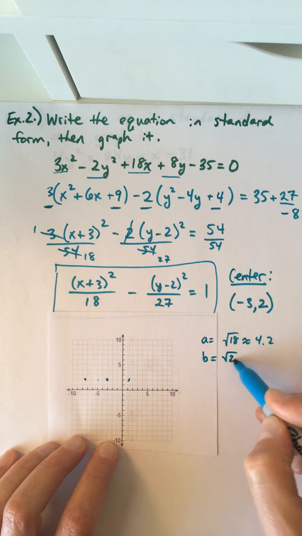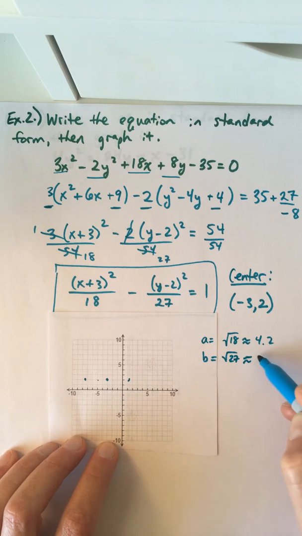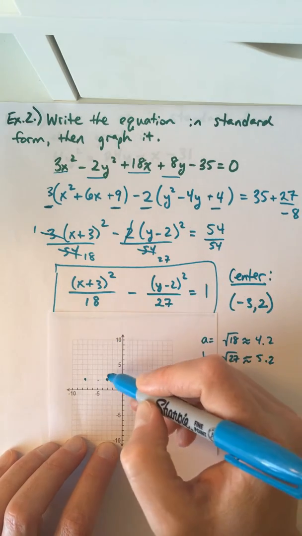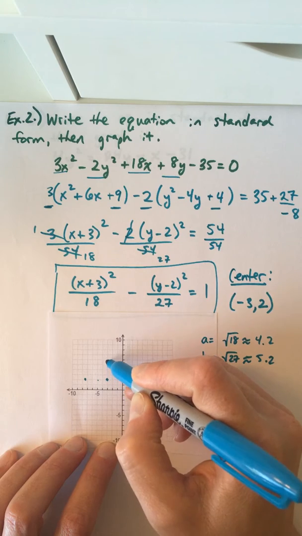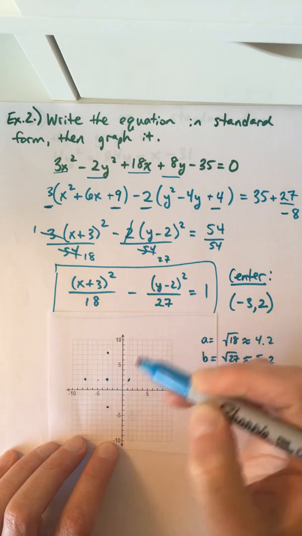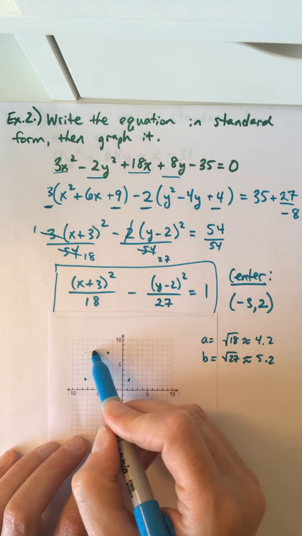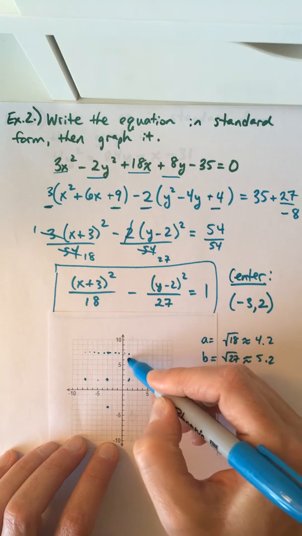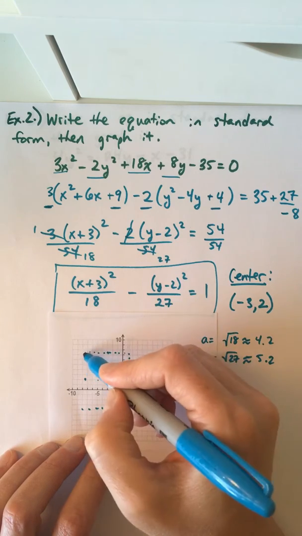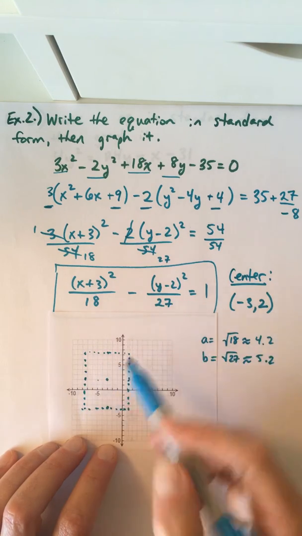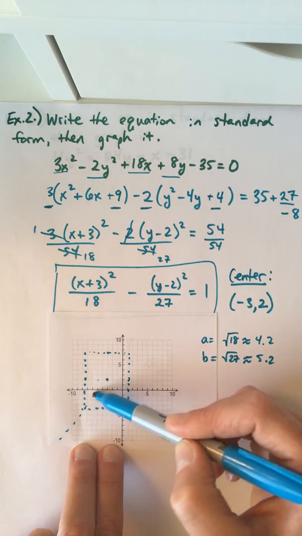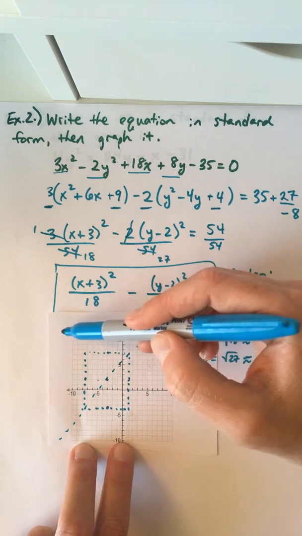B is going to be the square root of 27, which is approximately 5.2, and this is under the y, so in the y direction, I'm going to travel 5.2. 1, 2, 3, 4, 5, and a little more. And these 4 points create that fundamental rectangle that guides our asymptotes, which guide the hyperbola. So here's our fundamental rectangle, and now we're going to draw asymptotes through the corners of that rectangle and through the center.